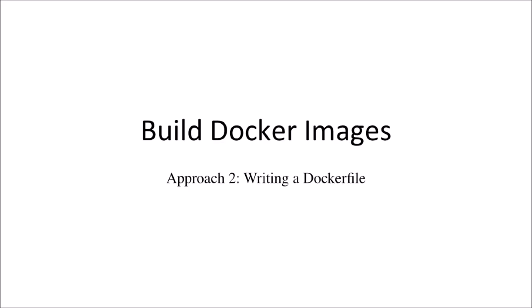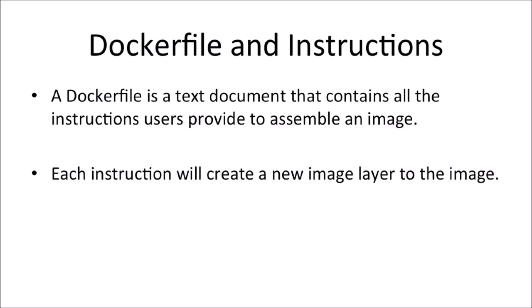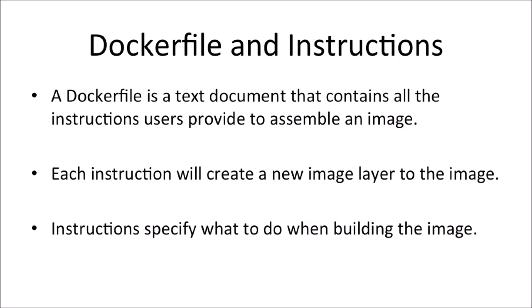In this lecture, we'll take a look at the second approach to build a Docker image using Dockerfile. A Dockerfile is a text document that contains all the instructions users provide to assemble an image. What is an instruction? It can be, for example, installing a program, adding some source code, or specifying the command to run after the container starts up, and so on. Docker can build images automatically by reading instructions from a Dockerfile. Each instruction will create a new image layer to the image.